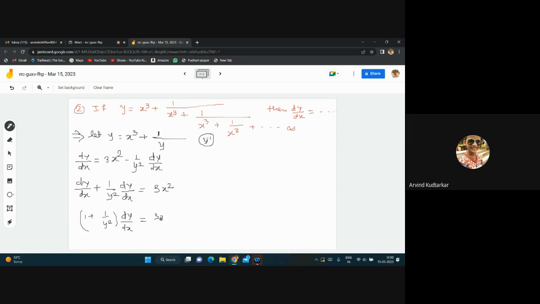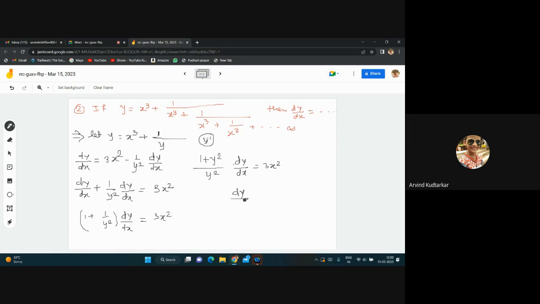असा भेटेल. You take their LCM. What is their LCM? So y square into 1 y square. So y square plus 1 means 1 plus y square upon y square into dy by dx. That is equals to 3x square. Okay. So their value of dy by dx is what?